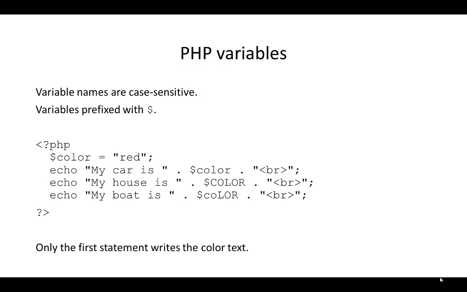Variable names are, however, case sensitive for some reason. Why they decide one thing is case sensitive and the other thing isn't, I don't know, but that's just the way of the world. So variable names are case sensitive, and this is an important difference between JavaScript and PHP. All variables in PHP start with the $ sign. So as soon as you see anything with a dollar like that, that's a variable.